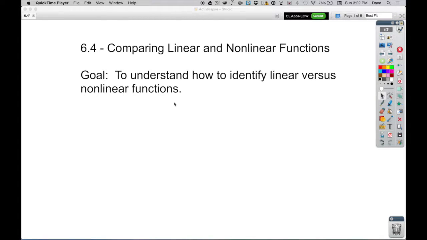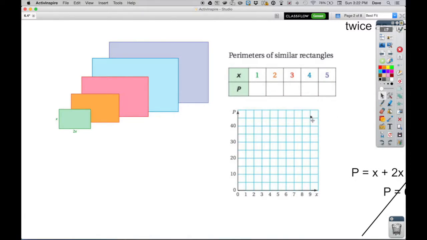Hi everybody, this is lesson 6.4, comparing linear and nonlinear functions. So your goal is to understand how to identify linear versus nonlinear functions depending on which way we represent them, as graphs, as equations, as tables, and so forth. Alright, so I think what we best want to do here is start off with a real world example. Well, maybe not real world, but a geometry example.